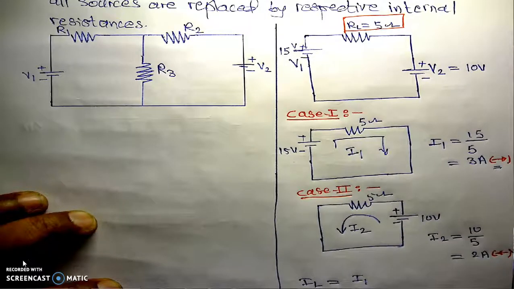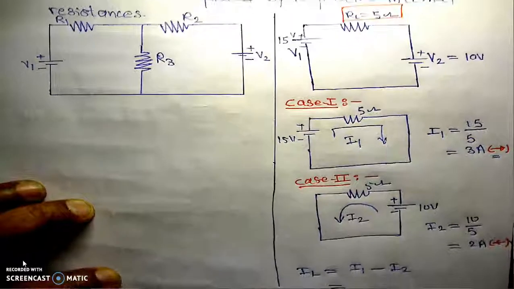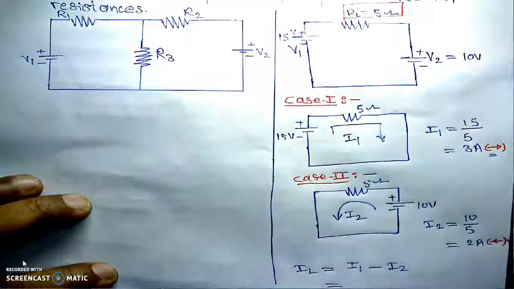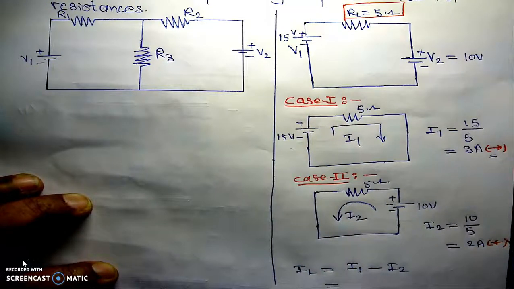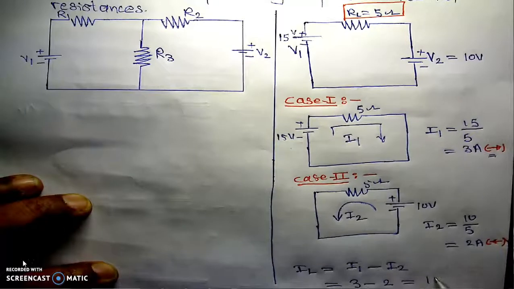Now the current due to the first source is I1, which is positive, and the current due to the second source is opposite to the direction of the first current. That's why I will take it as negative, which is minus I2. So the current is equal to 3 minus 2, which is equal to plus 1 ampere.